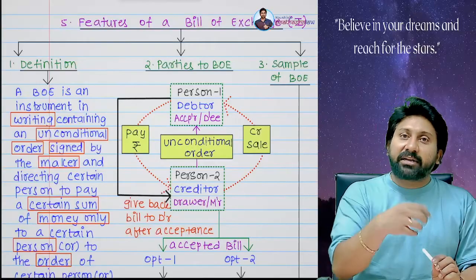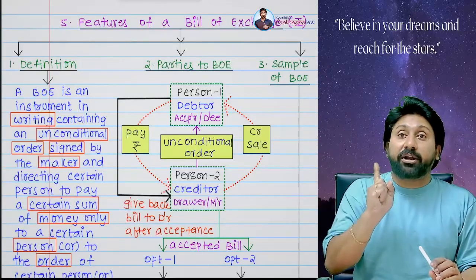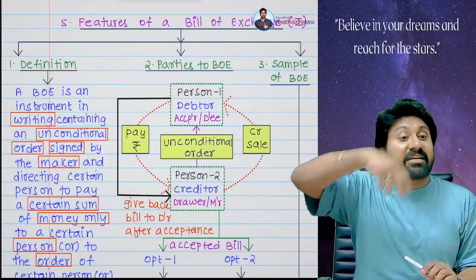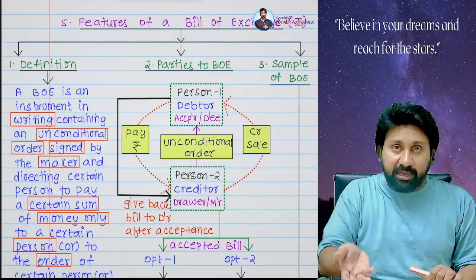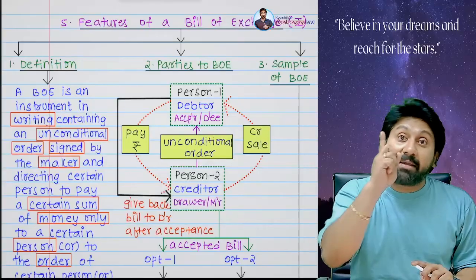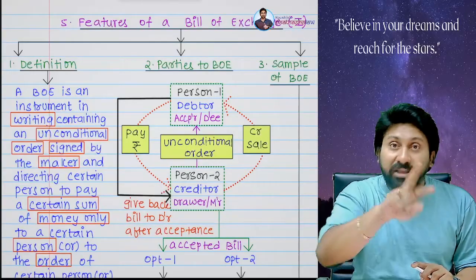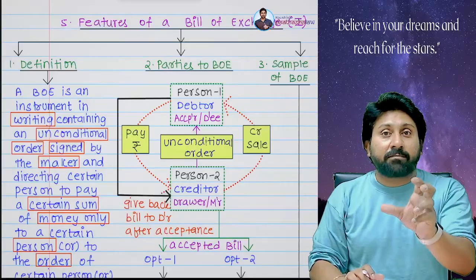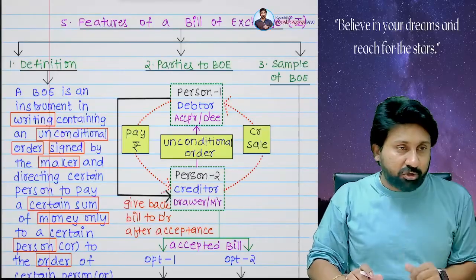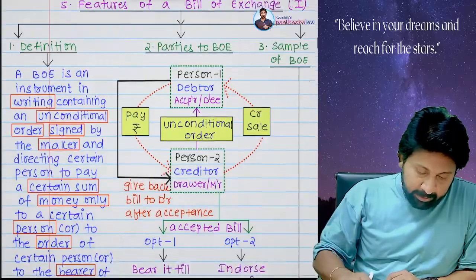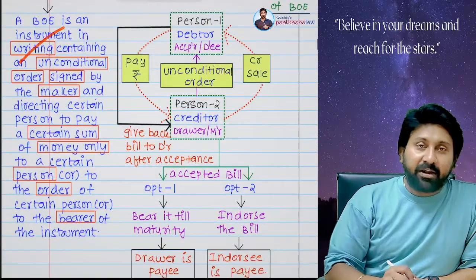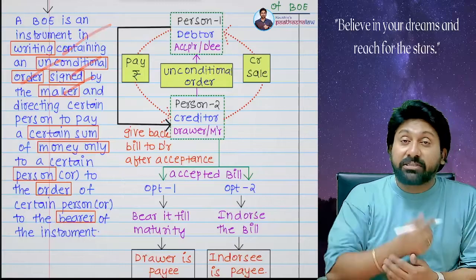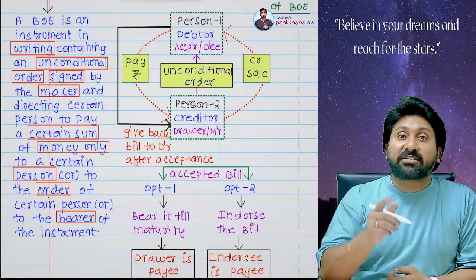Drawer can either take it and keep it with him till the maturity date, or he can give to some other person. If we give to some other person, that person we call the payee. Payee and drawer may be the same person, but drawee and drawer can't be the same person. If confusion comes between drawee and drawer, that's called an ambiguous instrument. Okay. So bill of exchange is an instrument in writing, cannot be in oral form. It should contain an unconditional order signed by the maker. Who is a maker? Creditor is a maker, also called a drawer.